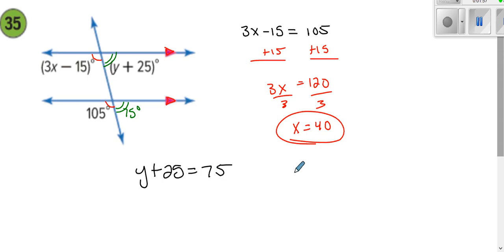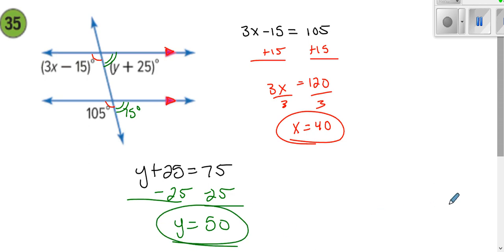There's more than one way to do that problem, but that's the route I'm going to take because, in my mind, it's probably the most direct way to do it. And plus it gives me a nice easy equation to solve. So I'm going to subtract 25 from both sides. And so 75 minus 25 is 50, so y equals 50. And there we have problem number 35.